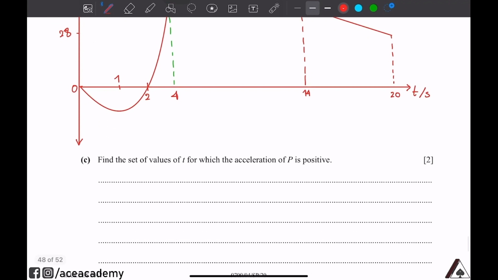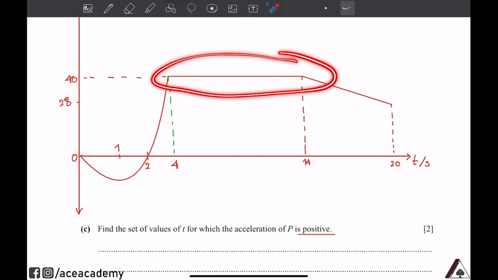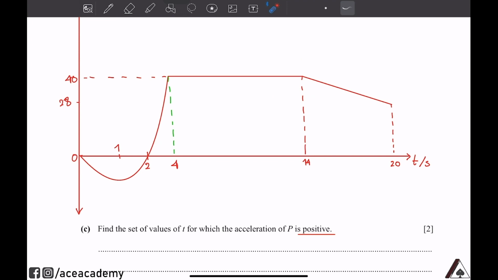For the next part, they want us to find the set of values for which the acceleration, or the gradient of the v by t graph, is positive. And so we can see that in this part, the gradient is 0. So acceleration is 0. And in this part, the acceleration is negative because it's a downward sloping curve. We want it to be positive sloping, which actually starts from here and ends at here. But how do we show that?